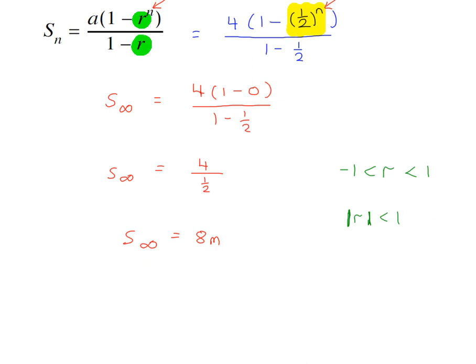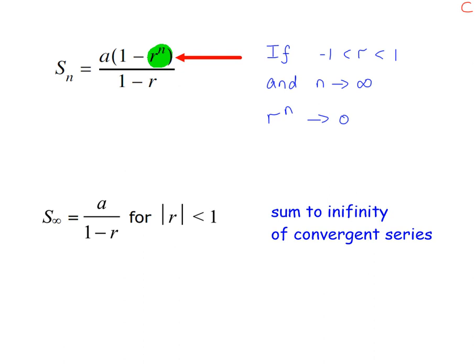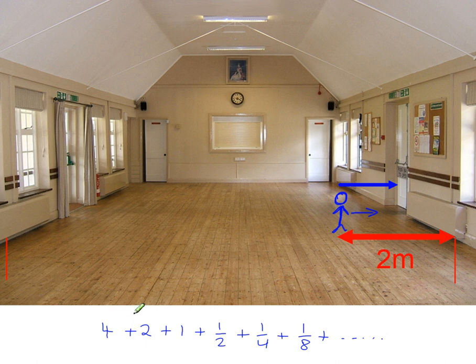If r is outside this range, then the sum to infinity will be infinity. The formula for the sum of an infinite number of terms is this, and the series is said to be convergent. Just like this geometric series, which converges to the width of the room, which was 8 meters.